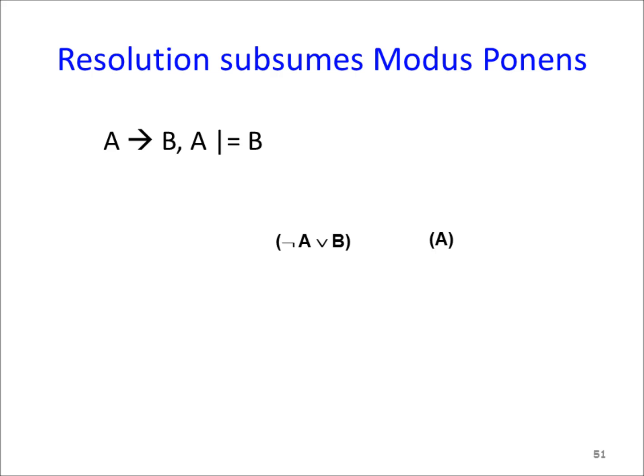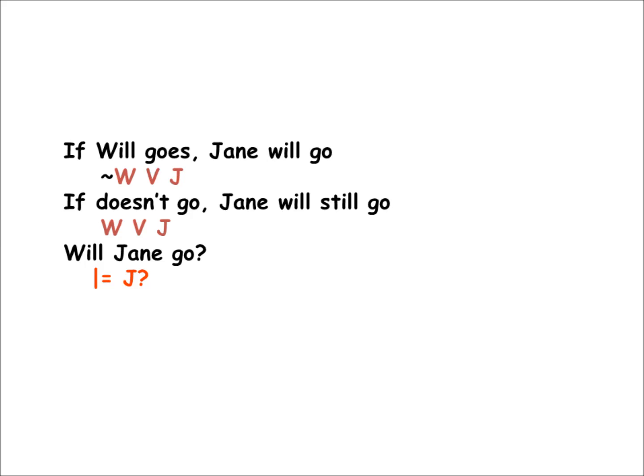Now if I did resolution on these two clauses, what will I get? Because this is not P or alpha and this is P or beta, and then you do resolution, you get beta. So modus ponens is actually a special case of resolution. Pretty awesome.